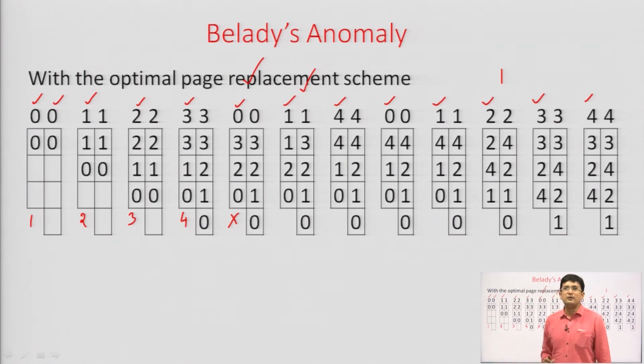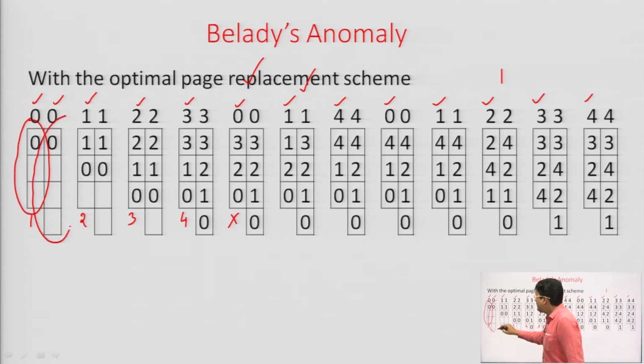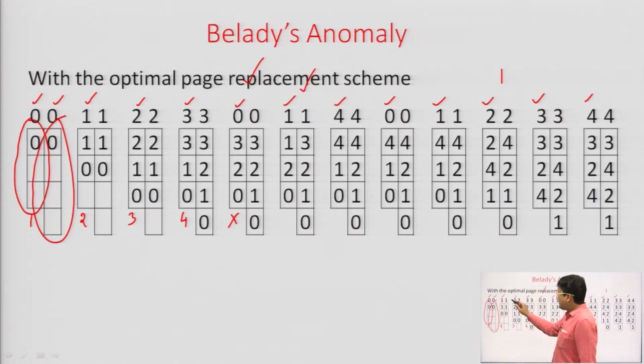So let us count the number of page faults occurring because of the 4 frames. Here we have taken 3 frames, and then we are doing it again with the 4 frames. So for 0 there is a page fault, for 1 there is a page fault, for 2 there is a page fault, and for 3 there is a page fault, so we have counted it as 4.